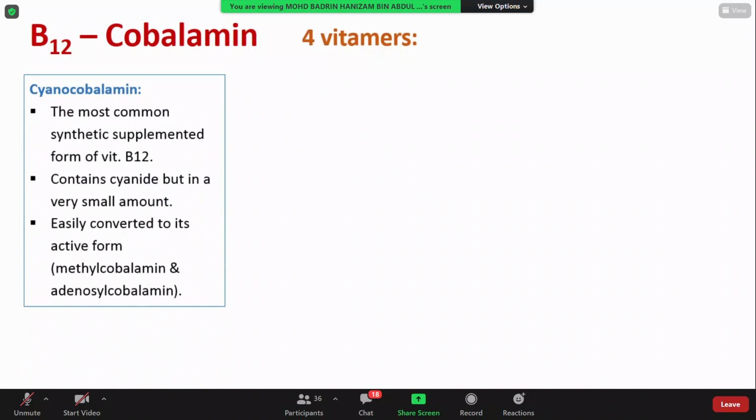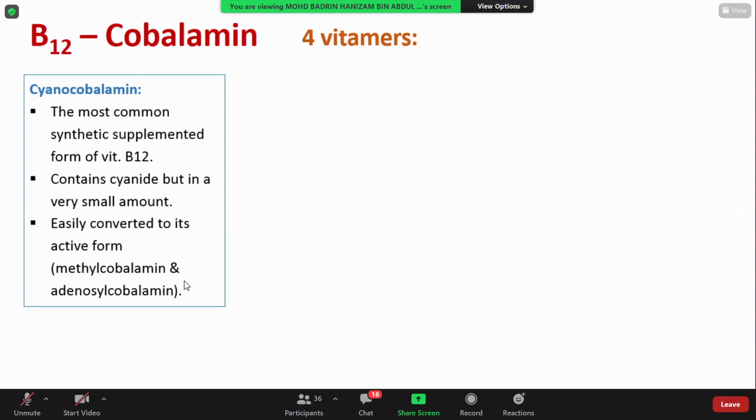There are four forms of vitamin B12. The first form of vitamin B12 cobalamin is called cyanocobalamin. The name cyanocobalamin might give you the clue that it contains cyanide. Cyanocobalamin, the most common synthetic supplemented form of vitamin B12, contains cyanide, but in a very small amount that's considered non-toxic to the cells. This cyanocobalamin can easily get converted to its active forms, methylcobalamin and adenosylcobalamin.